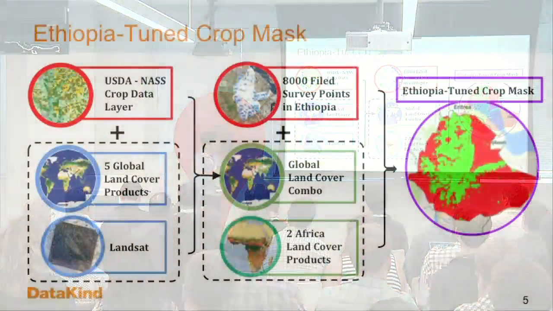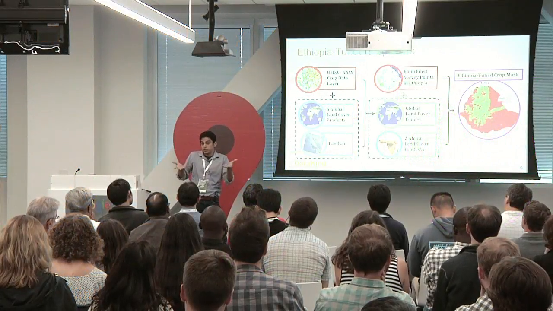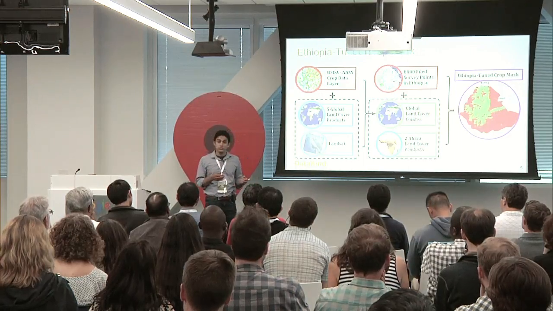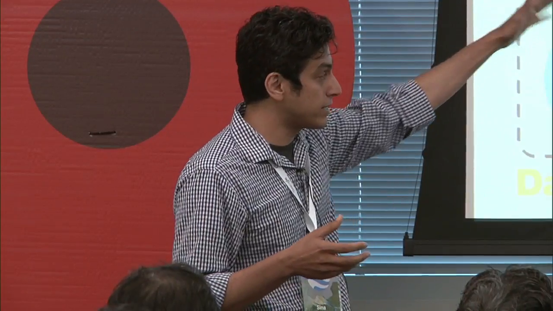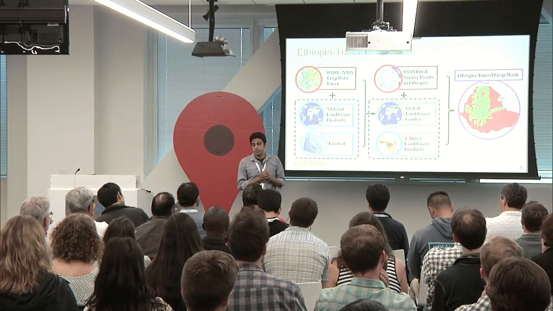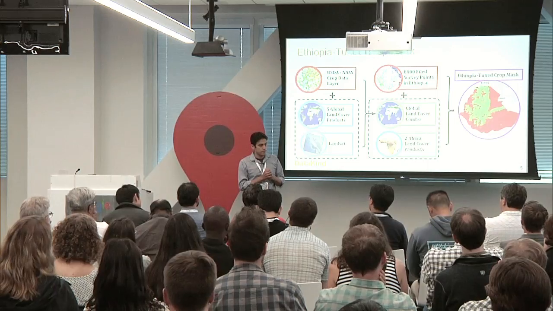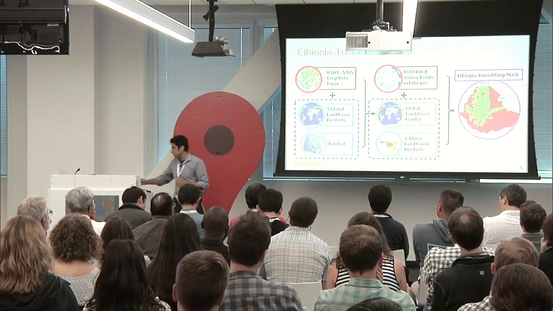So the idea was, if we can use the global models and combine them all together, why not? Because we have cheap computation thanks to Earth Engine. We can combine all of them together and create a robust global model, and then combine a couple of African models and use 8,000 survey points that were collected by partners of the Gates Foundation, and use the whole system to have a more robust and tuned model for Ethiopia, as you can see.